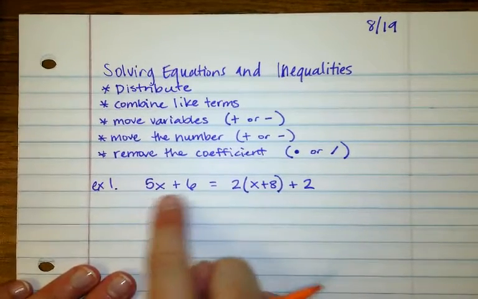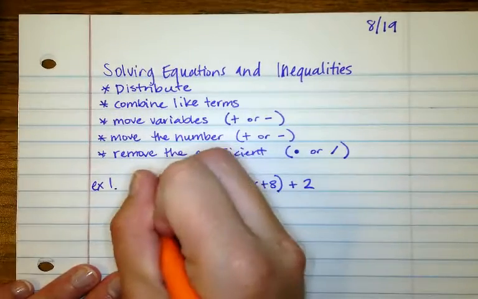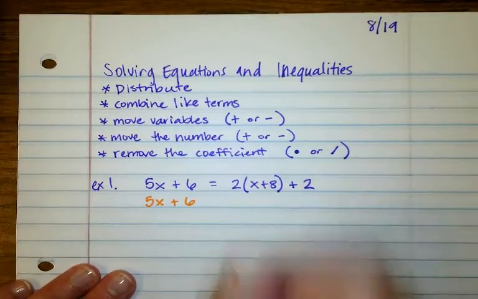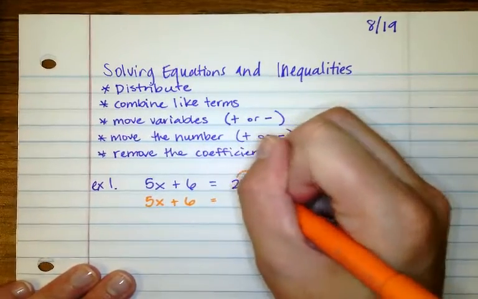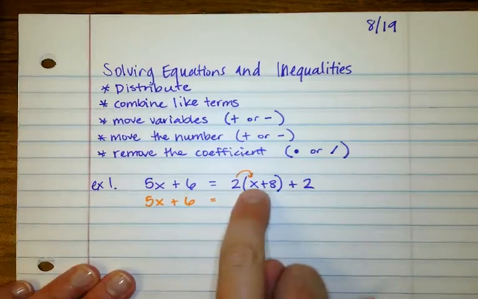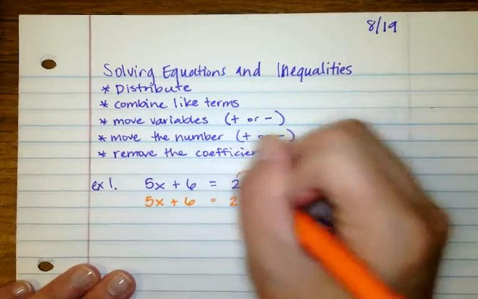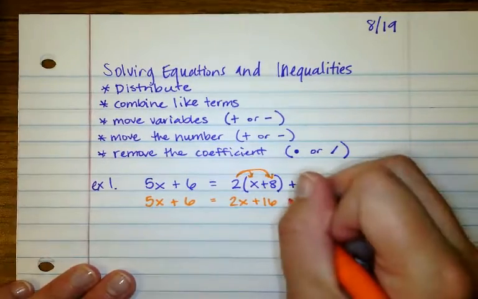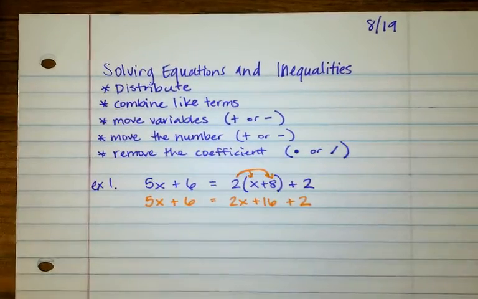So we don't need to distribute on the left side of the equation. So right now, I'm just going to bring that down because we don't need to do anything to it yet, okay? But we do need to distribute over here. So 2 times x is just 2x. 2 times 8 is 16. And then we still do plus 2.